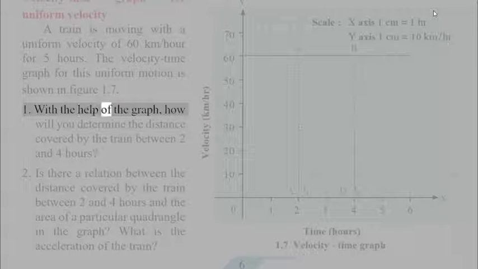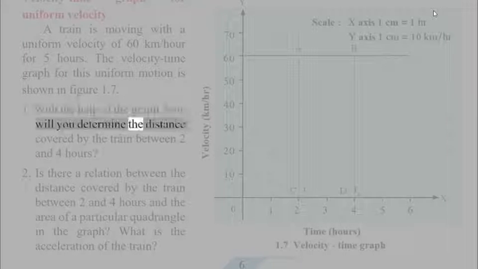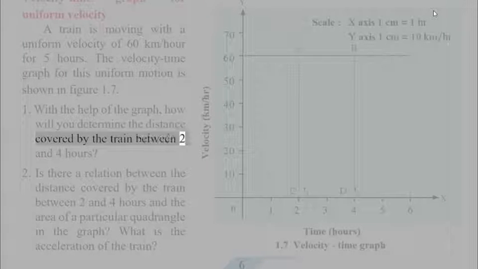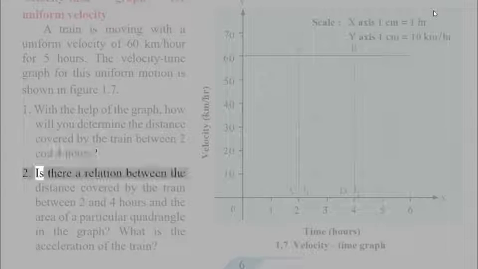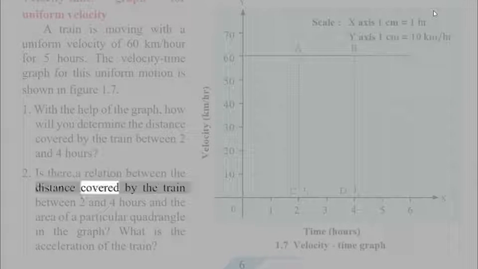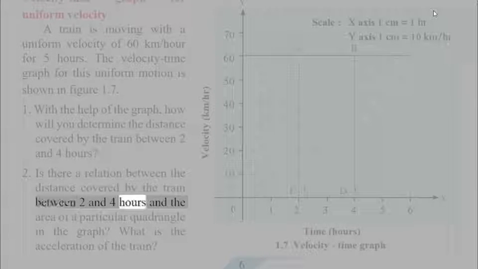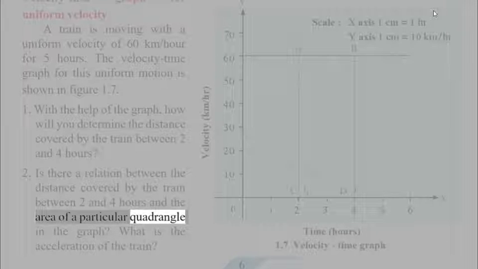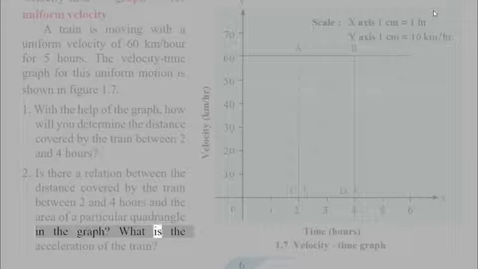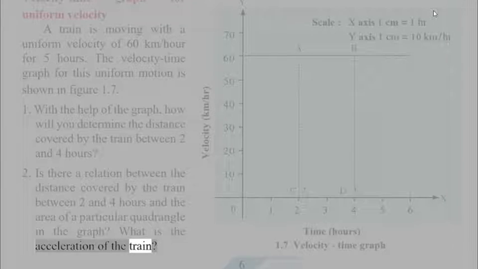1. With the help of the graph, how will you determine the distance covered by the train between 2 and 4 hours? 2. Is there a relation between the distance covered by the train between 2 and 4 hours and the area of a particular quadrangle in the graph? What is the acceleration of the train?